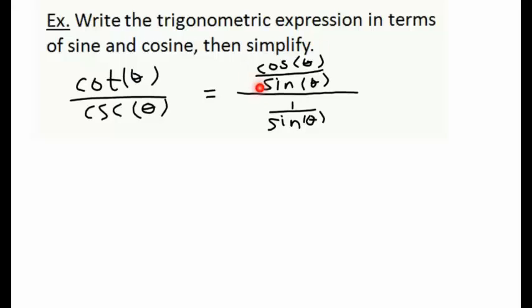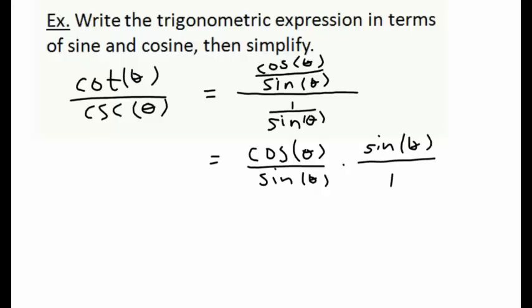And what we have now is a division of two fractions. So we're going to set this up to multiply by the reciprocal. So we'll have cosine of theta divided by sine of theta times sine of theta over 1. And you'll notice here that our two sine thetas are going to cancel, and we're going to be left with only cosine of theta.